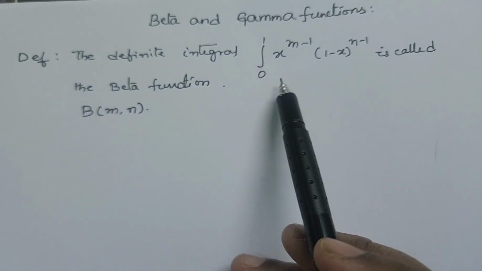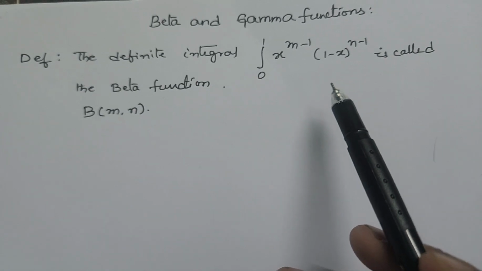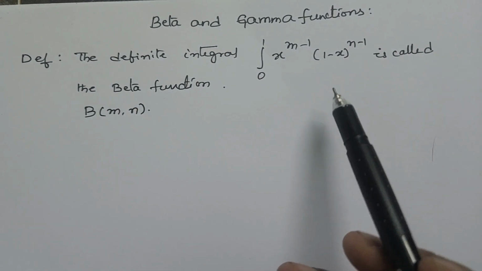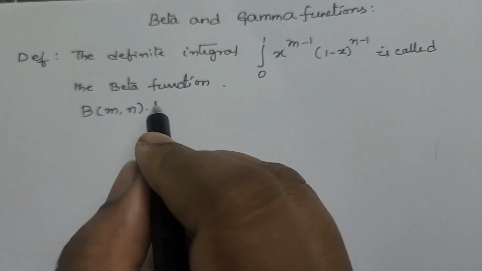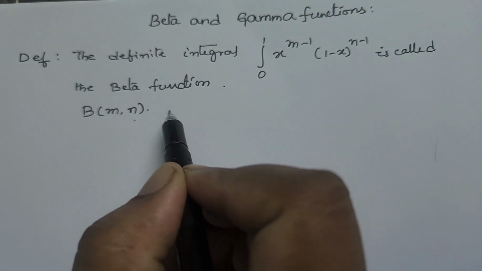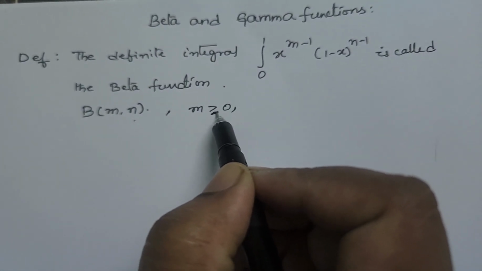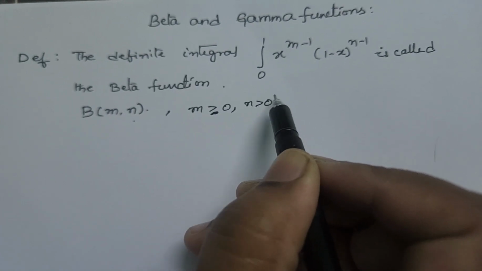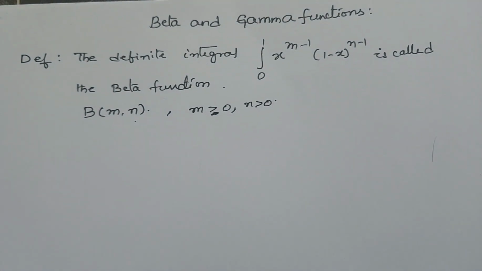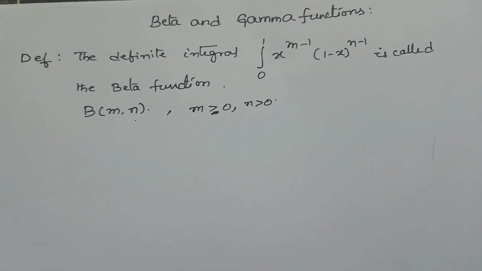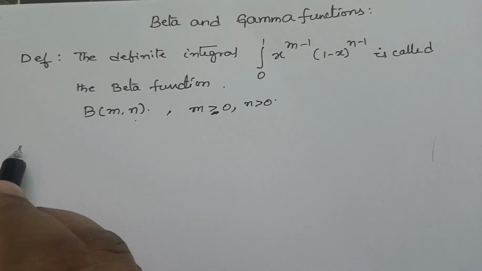So the integral from 0 to 1 of x to the power of m minus 1 and 1 minus x to the power of n minus 1 is called the beta function. So beta m, n is equal to this function. Here m is greater than 0 and n is greater than 0. Now we will look at the properties of beta functions.